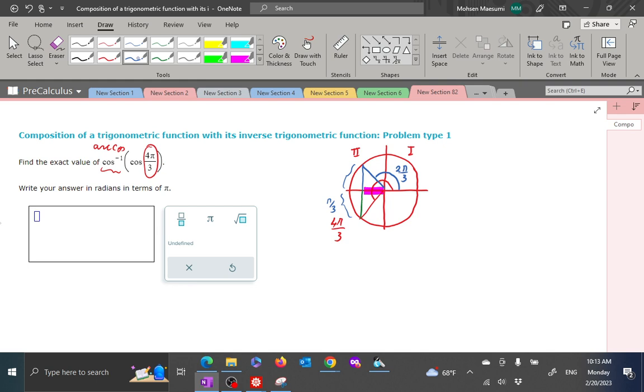So what's the quick recipe? Take the given angle, subtract it from 2 pi, because you're going to now find this, just make it positive, and then that is going to be our final answer, 2 pi third. So for cosine, our recipe is the following. If an angle is given, suppose we want to find cosine inverse of cosine of some angle x.